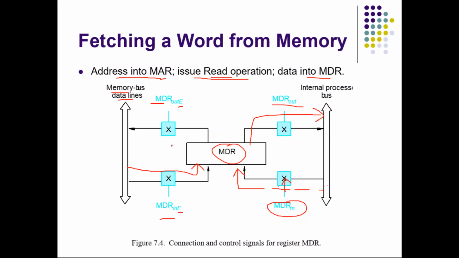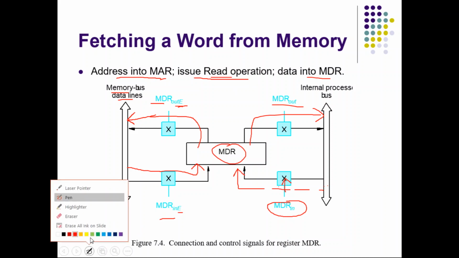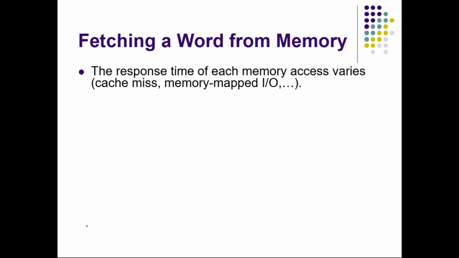MDR out E means the data available in the MDR will be returned to the external bus, right? So this is the bus that connects with the external memory and other peripherals. This understanding is required to further proceed with how we can fetch a word from the memory.